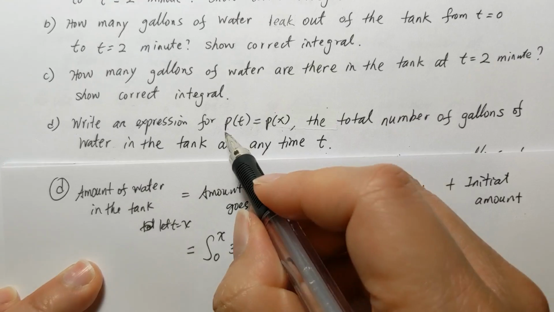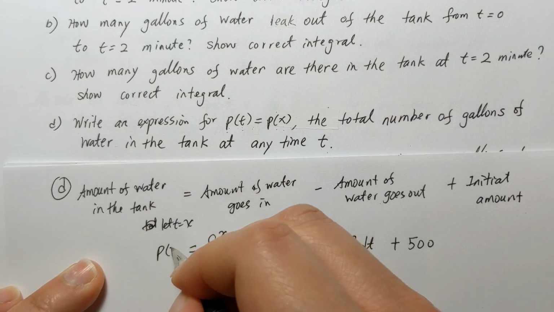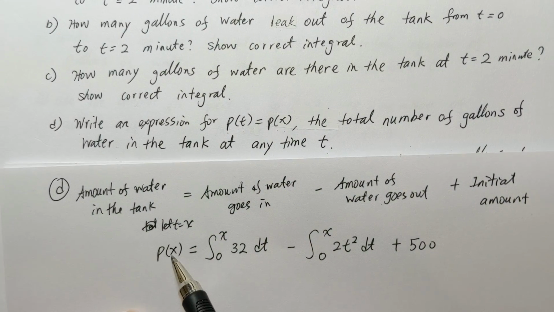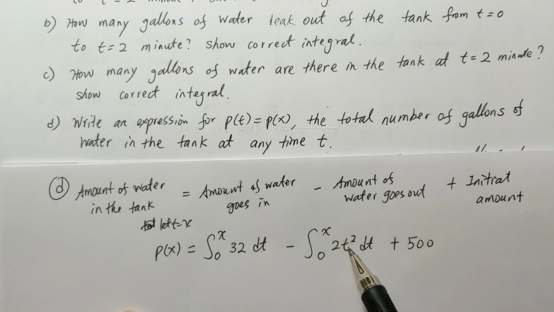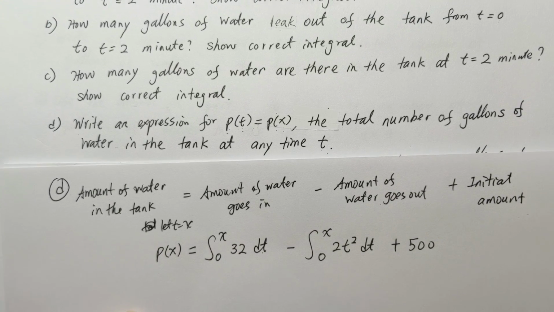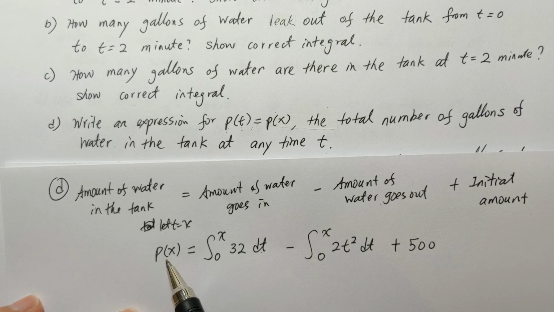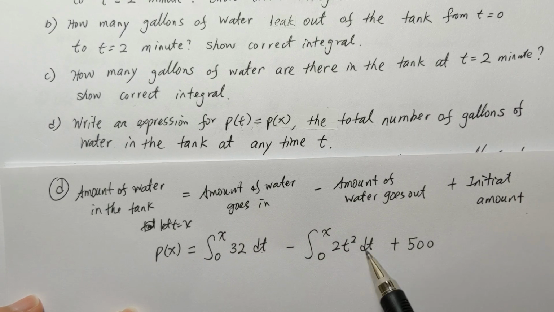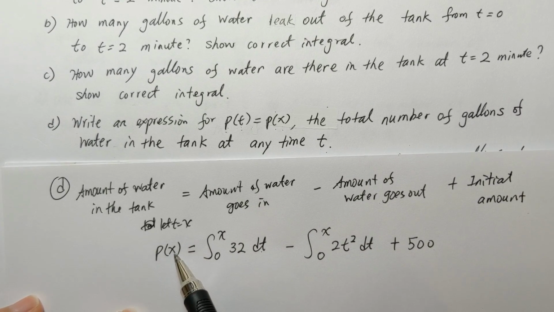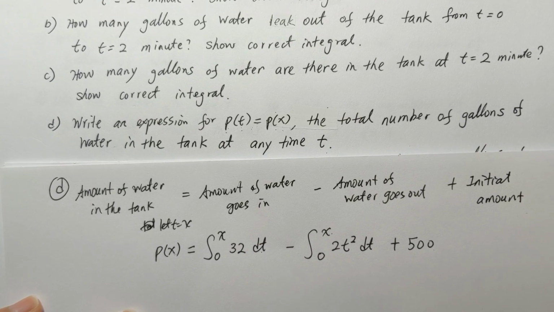So we call this P of t or P of x. So we put P of x. One more time, x and t are the same. We already used t over here, so we put x over here. It does look like part C: the amount that goes in, subtract what goes out, and plus the initial amount. X, x, x.